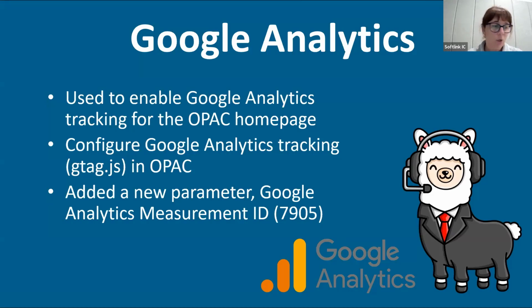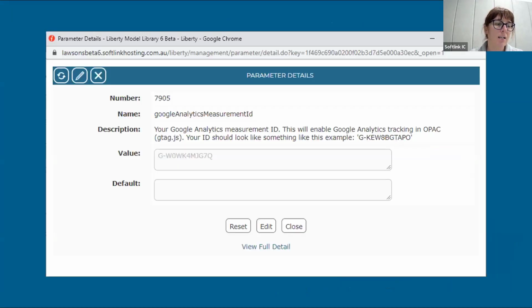Once you've set it up, you can create a Google Analytics measurement ID and add it into our new parameter 7905. And this will enable Google Analytics tracking for your site. It will track visits attached to the OPAC homepage. On the screen, you can see what the new parameter looks like once it's completed with the measurement ID in place.